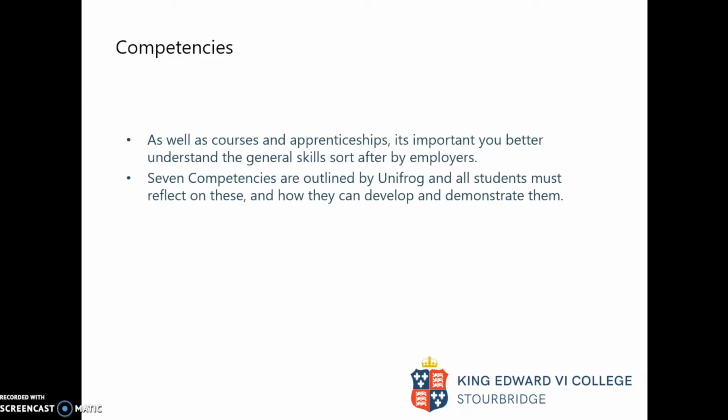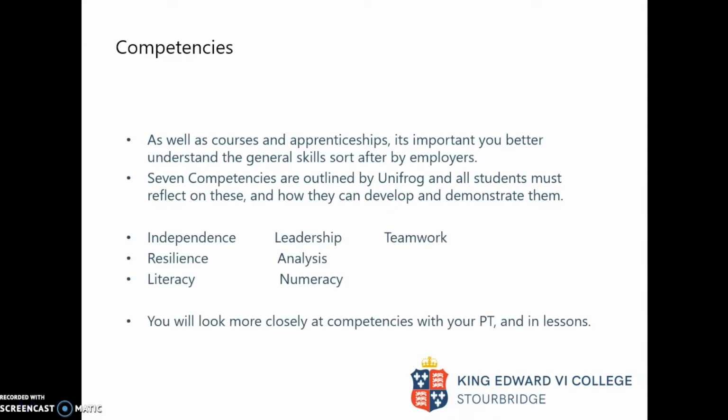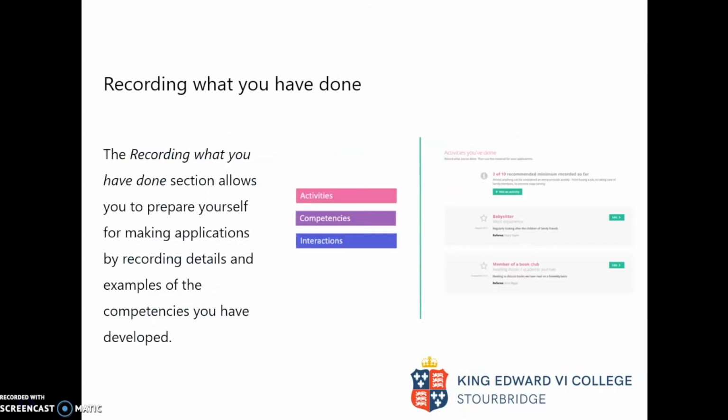The Competencies section is also a very important part of Unifrog. As well as courses and apprenticeships, it's important you better understand the general skills sought after by employers. And to help with that, Unifrog have outlined 7 specific competencies, and all students must reflect on these and how they can develop and demonstrate them. There's independence, resilience, literacy, leadership, analysis, numeracy and teamwork. And you will look at these more closely throughout your time at college, with your PTs and in lessons.